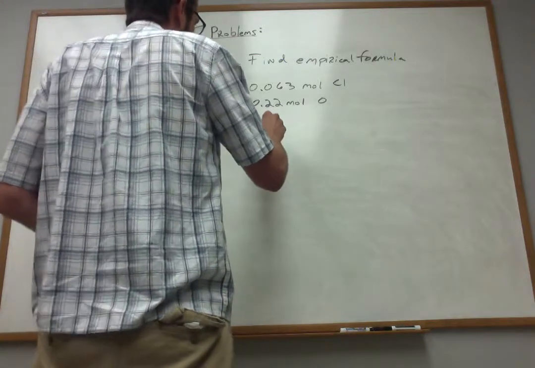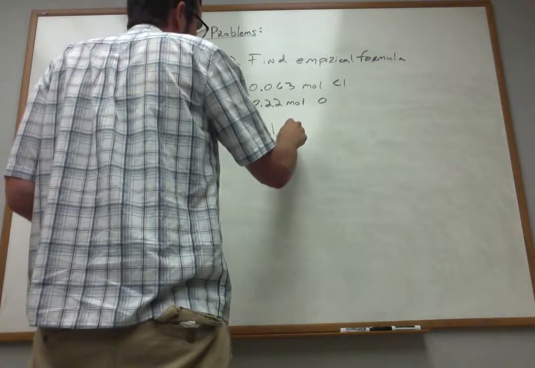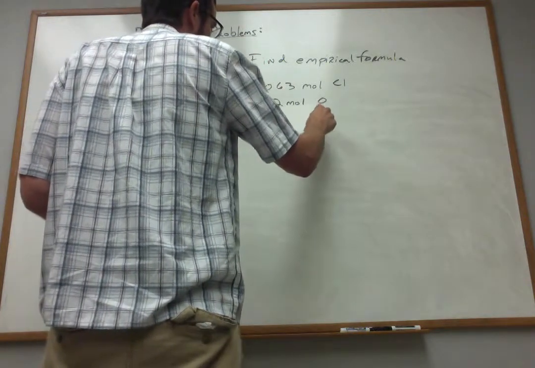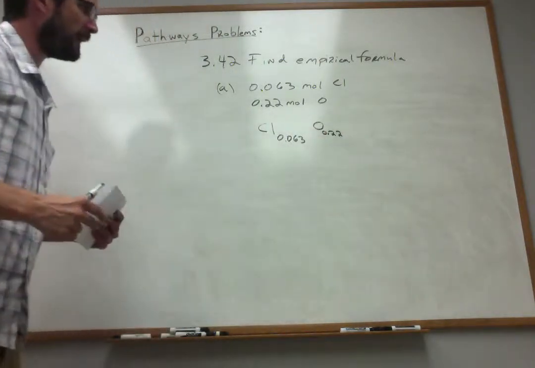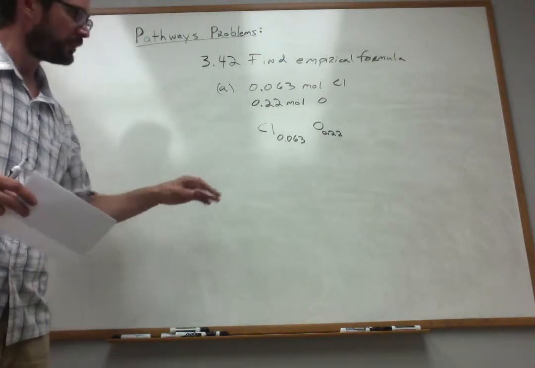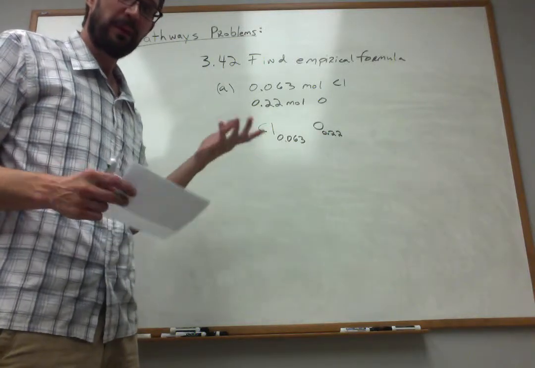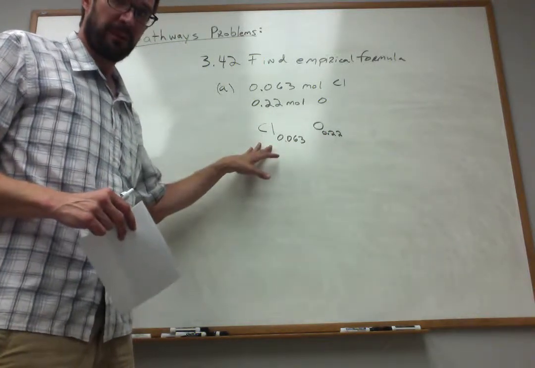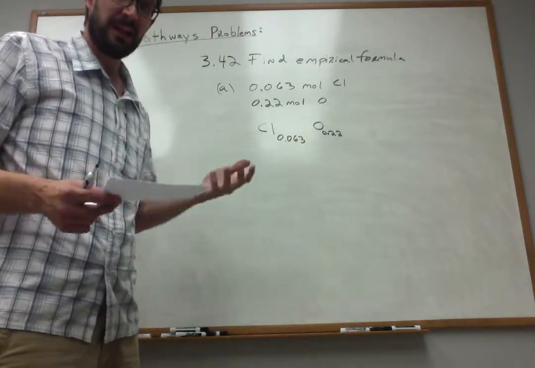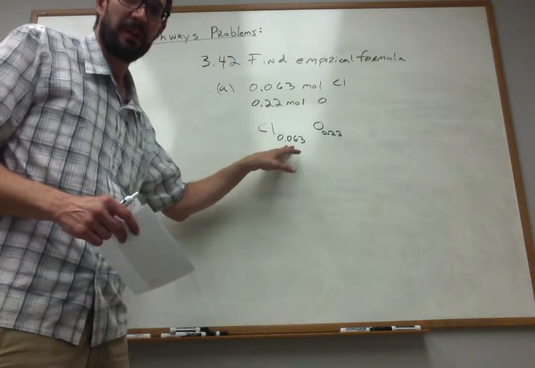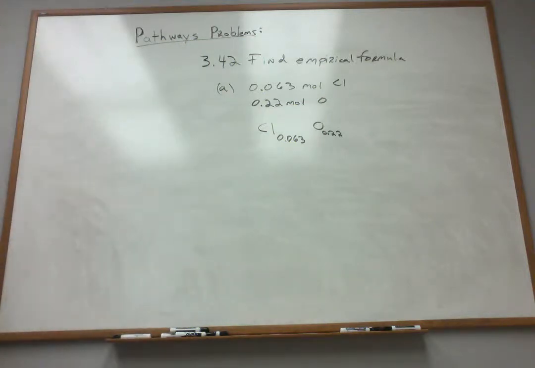So let me ask you this. Would it be valid for me to write Cl 0.063 O 0.22? I think it's kind of yes and no, right? Do we usually write formulas with fractional decimal values? No, so we're going to have to fix that, okay? But the good thing about this formula is it does accurately represent the ratio in which these elements combine. It's just that we don't like to have these sort of dirty decimal numbers down here. We like whole number integers, right? So maybe we can fix that.